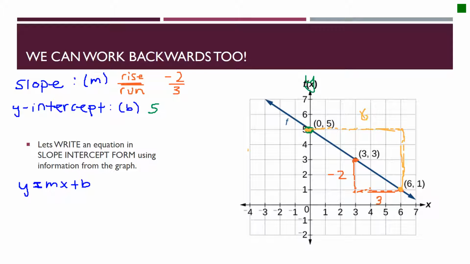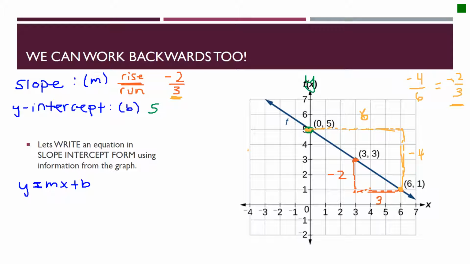Our run is 6, and our rise is down 1, 2, 3, 4, down 4. So our rise is negative 4, our run is positive 6. And if you simplify that, that becomes negative 2/3. And if you notice, that's the exact same thing as we found originally. So once you simplify, it doesn't matter which 2 points you use, you're always going to end up with the same slope if you count the rise and the run correctly.